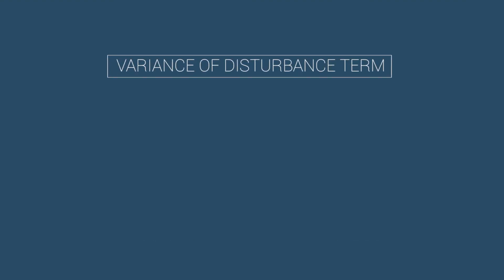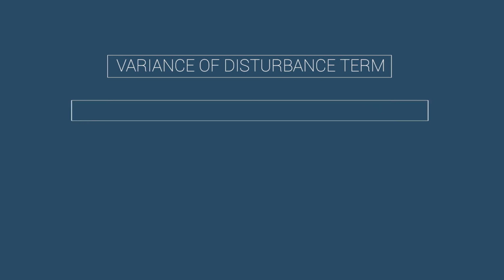Now we come to the summary of all the discussions that we did in this particular module. So first of all, we have highlighted the variance of the disturbance term. The variance of the disturbance term is referred to by sigma square u, which may be known or unknown. If it is unknown, we have to take it from the sample variance, which is denoted by small s.